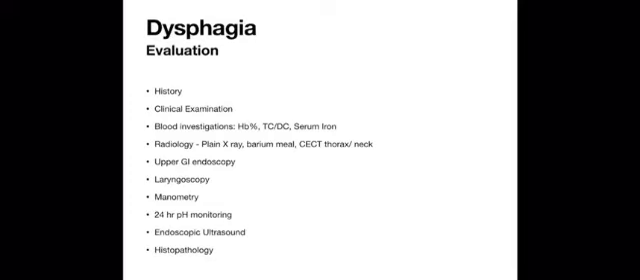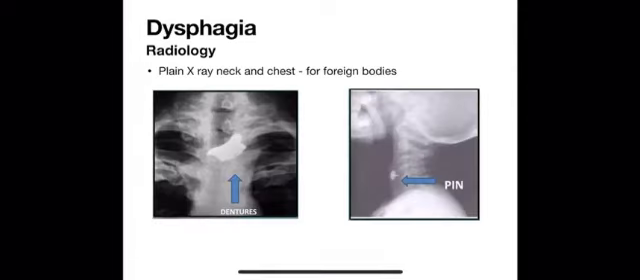any cricopharyngeal or pharyngeal syndromes, a manometry to rule out motility disorders of the esophagus, a 24-hour pH monitoring to confirm the diagnosis of GERD, an endoscopic ultrasound to rule out any extraluminal and staging of carcinoma of the esophagus, histopathology to identify the cause of the mass.